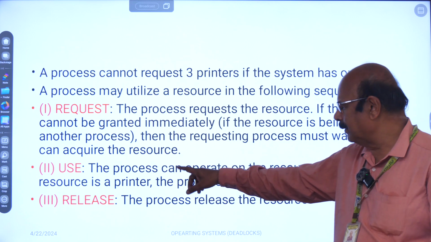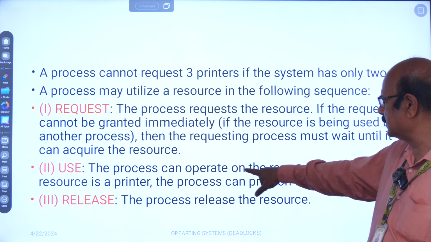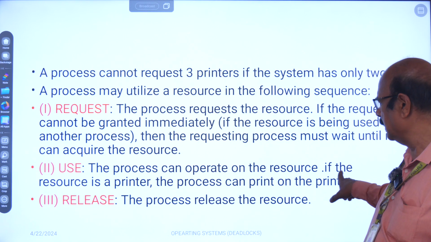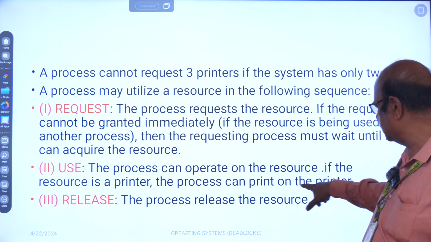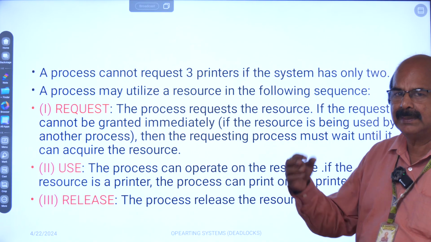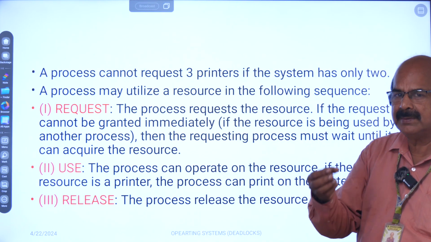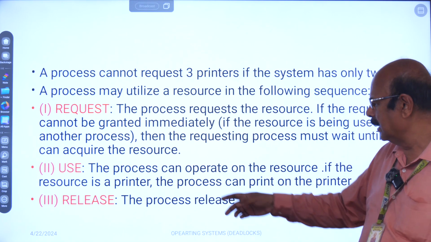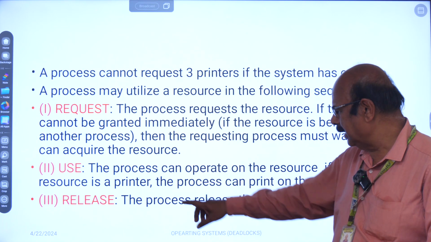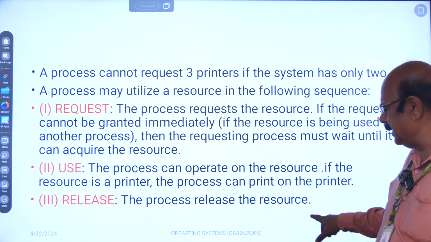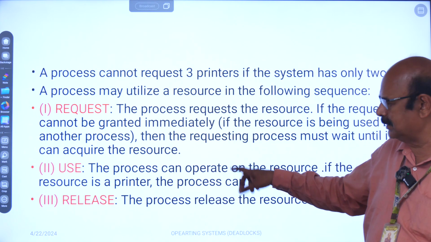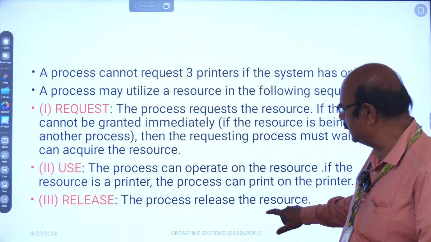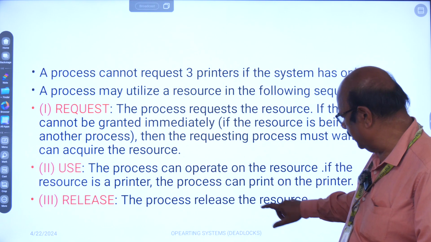Next, use. The process can operate on the resource. If the resource is a printer, the process can print on the printer. So suppose the operating system wants to print something according to the user, it uses the printer. Next one is release. After using the resource, it must be properly released; the process has to release the resource.